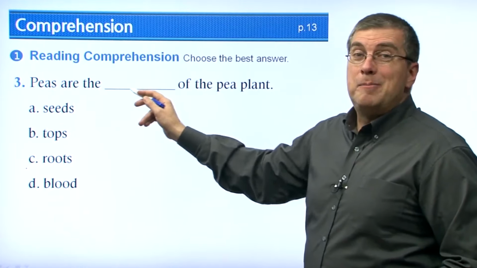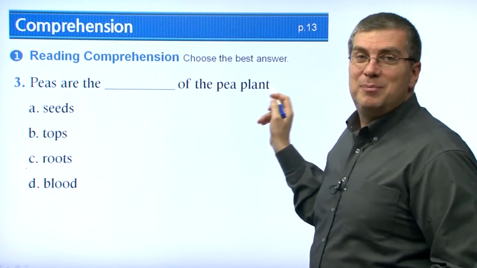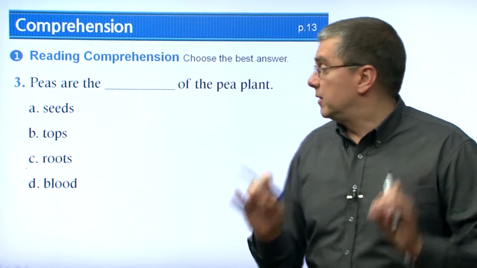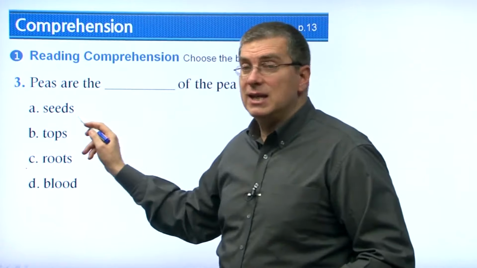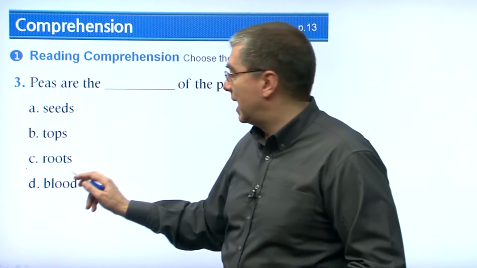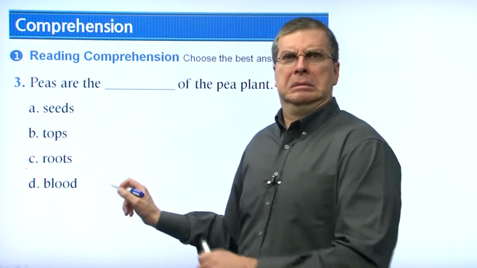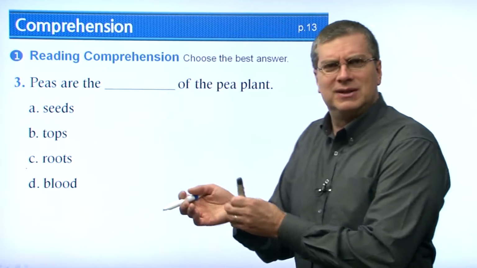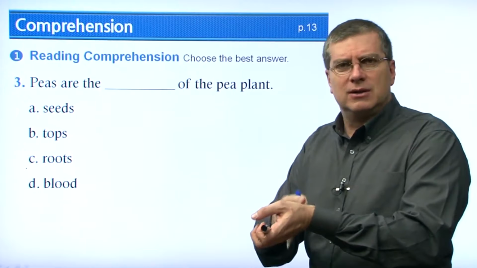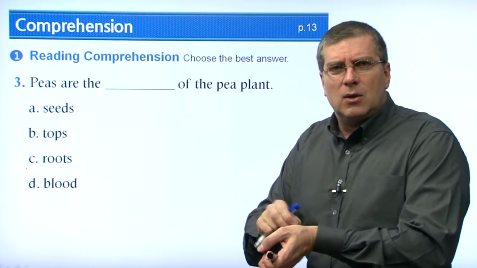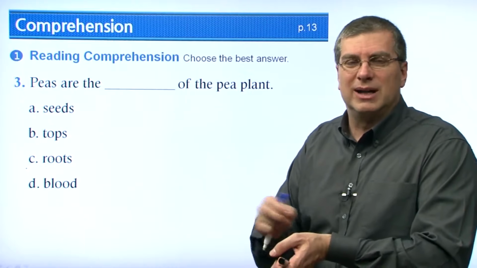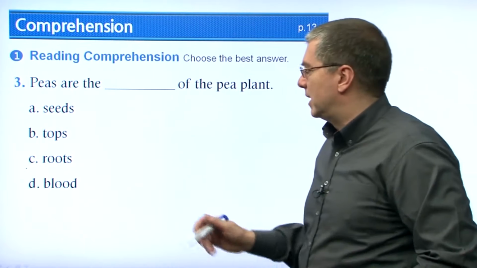Peas are the blank of the pea plant. So again, we're looking for a part of the plant. Here we have A, seeds, B, tops, C, roots, and D, blood. Blood, of course, is inside animals. It's the red liquid. If you cut yourself, red blood comes out. Not water, but it's like water. It's a liquid.